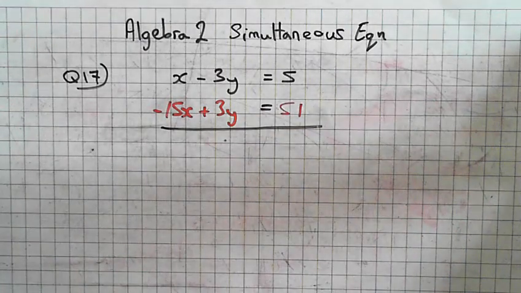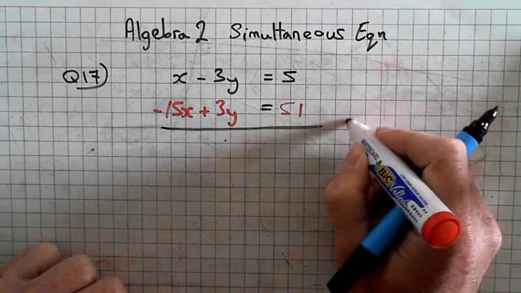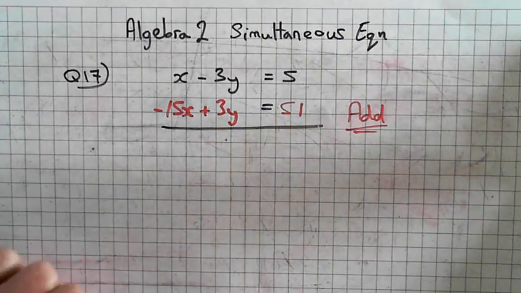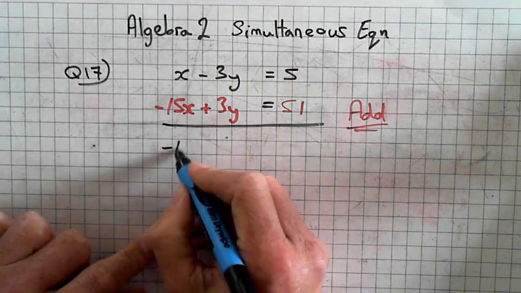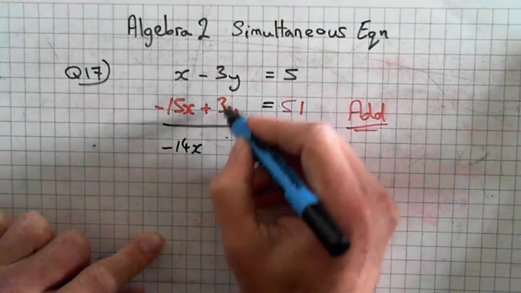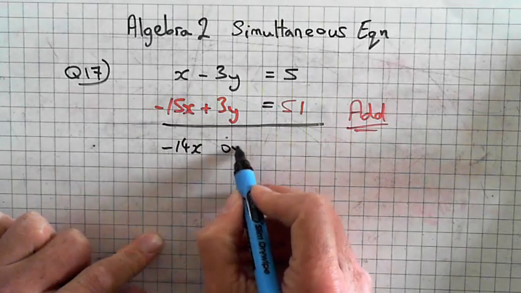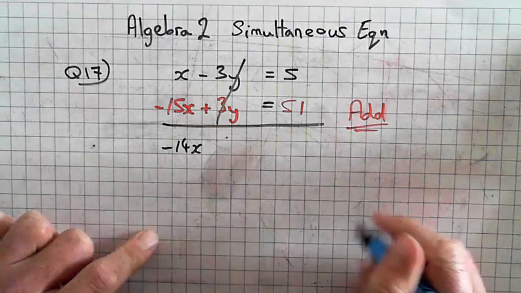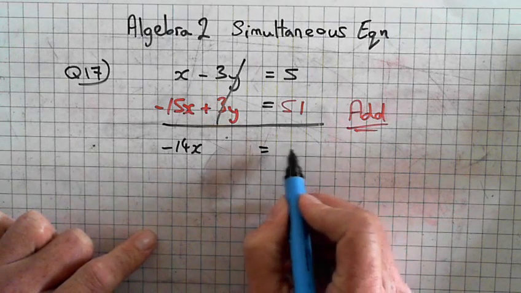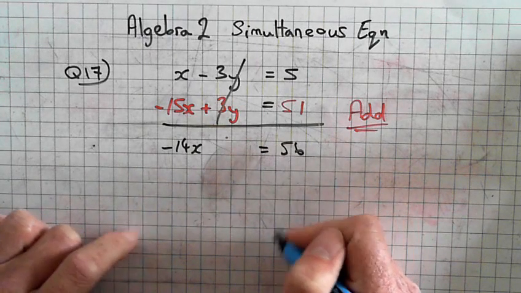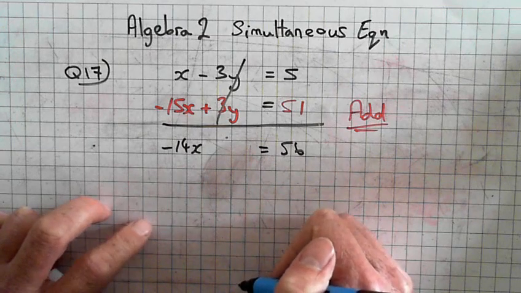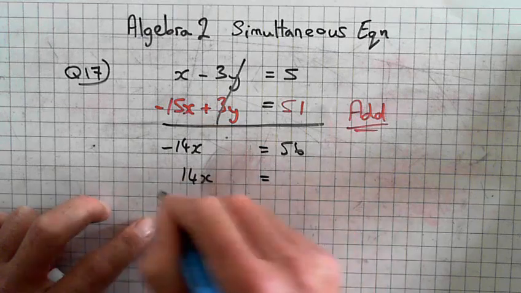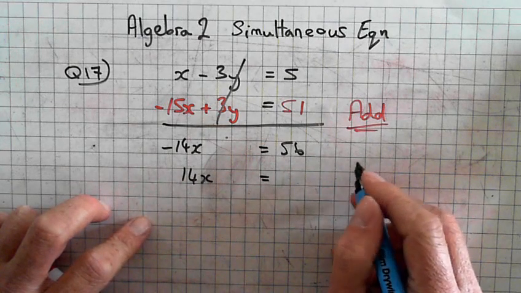Right, that's done. Now try and add again. Will you look up whether you know it or not? And we'll add. So if we add these, you get minus 14x. Add these two, you get 0y. So that's what I mean about cancelling. It becomes 0. And this is equal to 56. Right, I want x to be positive. So I change the sign, it becomes positive. If I change the sign on the left, I have to change the sign on the right. Keep looking up.